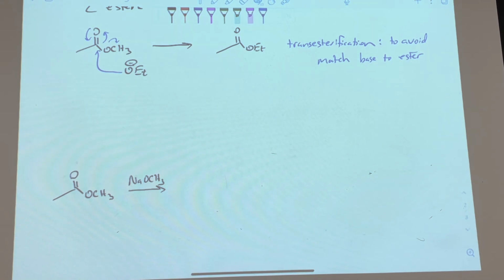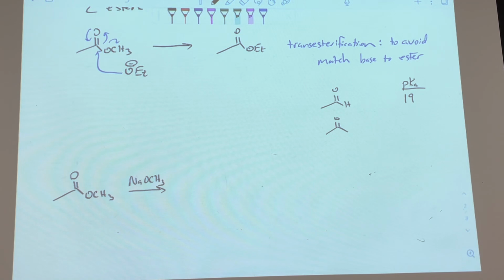It's probably worth noting here that esters are not quite as acidic. The alpha position of esters is not quite as acidic as aldehydes and ketones. So just to give you an idea, aldehydes are the most acidic of the carbonyl compounds, or their alpha position anyway, with a pKa of around 19. Ketones are pretty close, but a little bit less acidic, around 20. Esters are down around 25. So they are not quite as acidic.